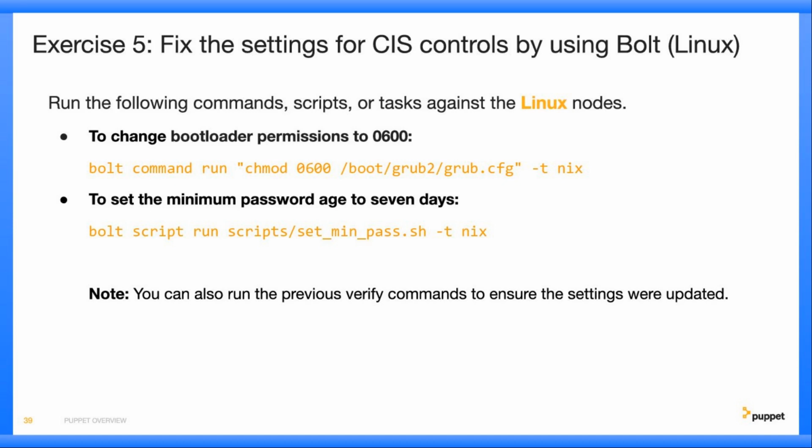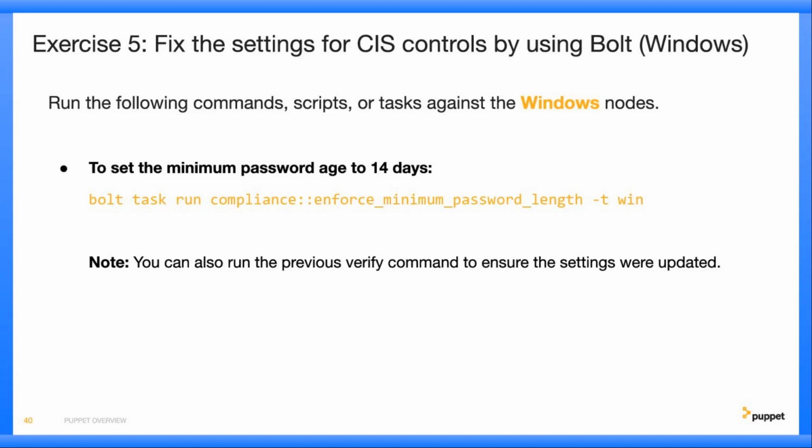So I hope everyone's done with this exercise to remediate the settings for CIS on Linux nodes. Next, we're going to do the same, but this time for Windows. We're going to run a Bolt task, which is to enforce the minimum password length to 14. So I'll share my screen, and we'll run this command.